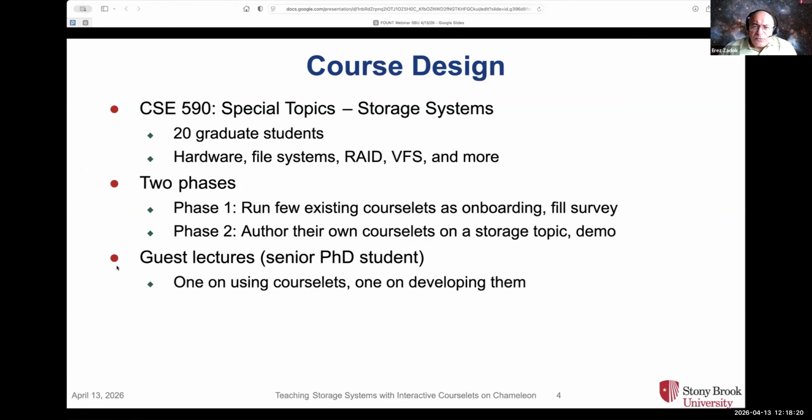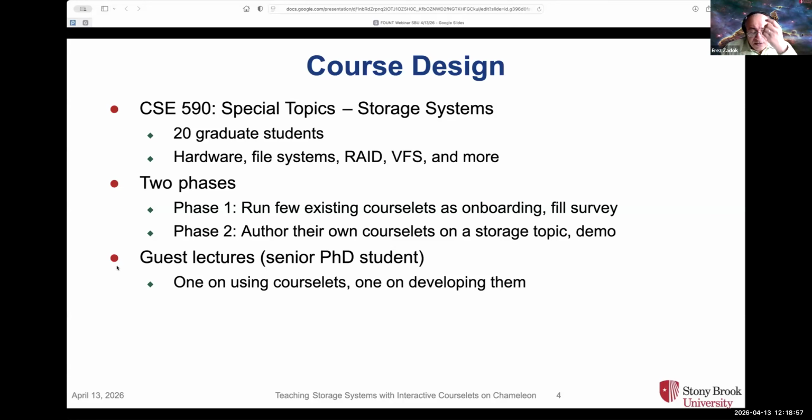The course that we had last spring was a special topics course for graduate students on storage systems. I've taught this course a couple of times over the years, but I've also taught topics from this course in other systems courses like programming, operating systems, and system administration. So these kinds of modules have been very useful to have. In the particular course that we had last year, we had 20 graduate students, and we wanted to have a variety of hardware and file systems and various storage technologies like RAID and virtualization.